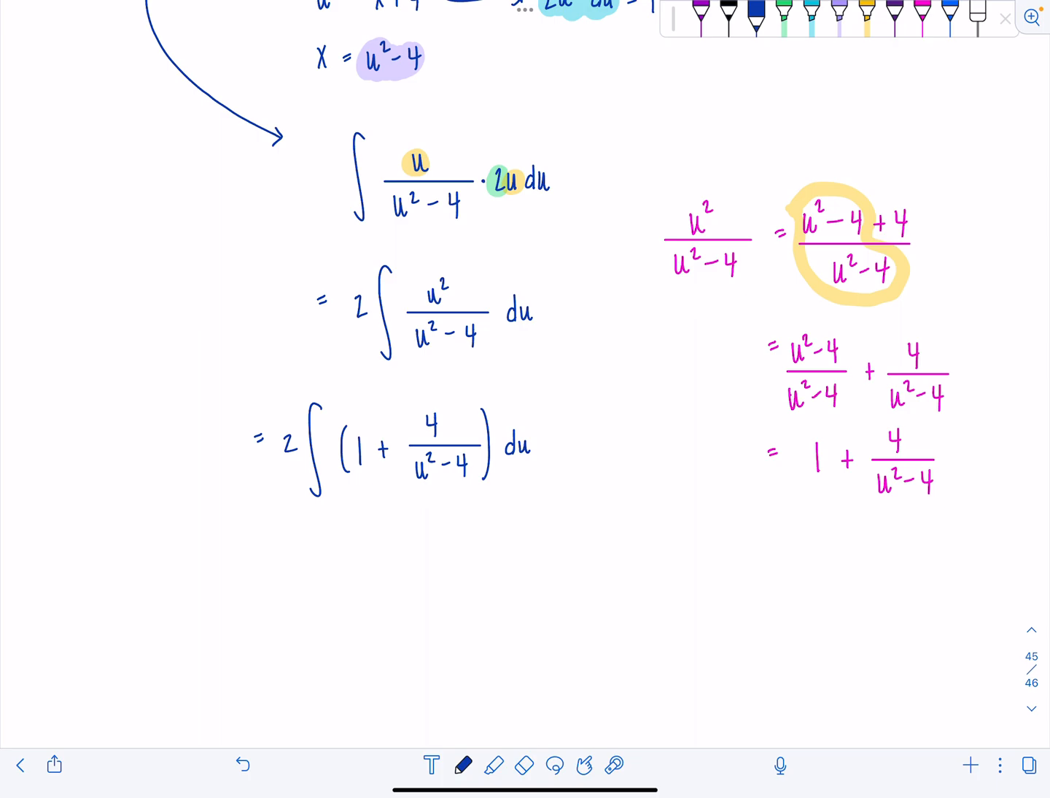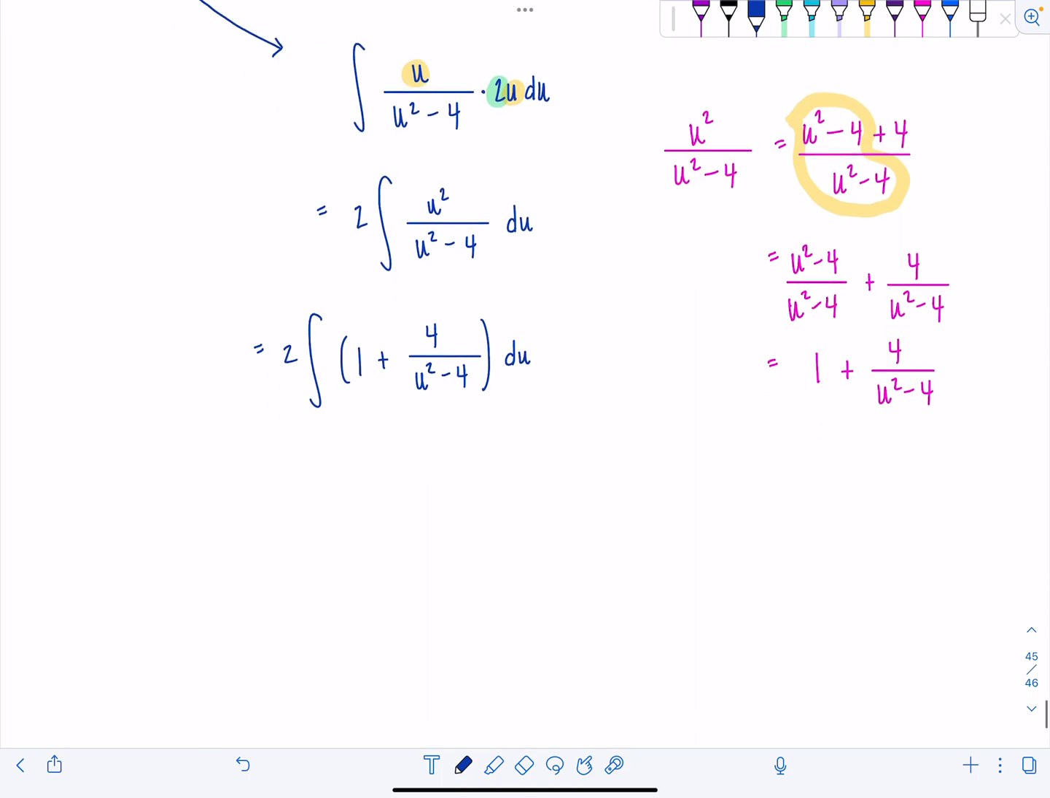Okay, looks very lovely. I mean, I couldn't be more thrilled. What to do from here? Well, hopefully we're all capable of integrating 1. Yes? Okay, great. And then now we can definitely work on finding the partial fraction decomposition for 4 over u squared minus 4. So let's take care of that now.